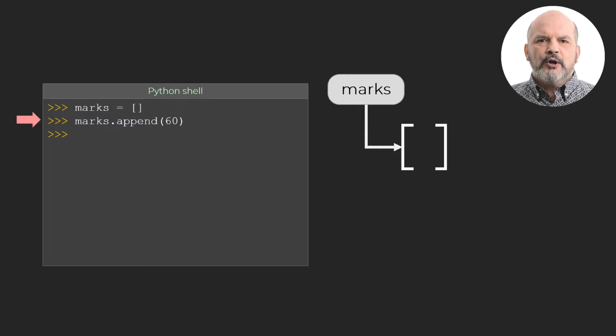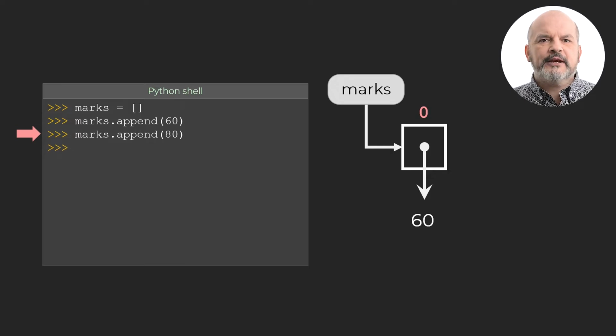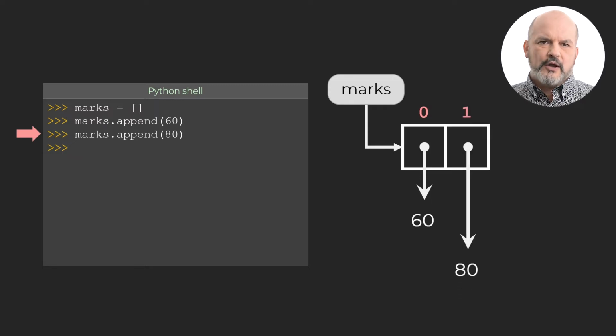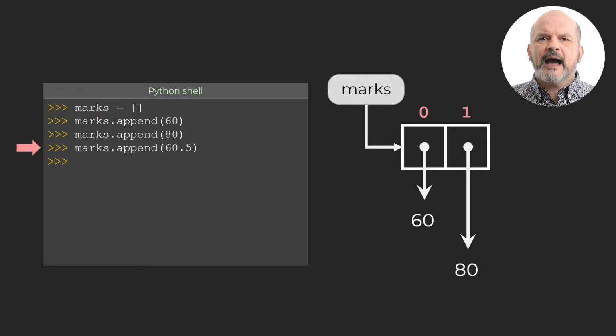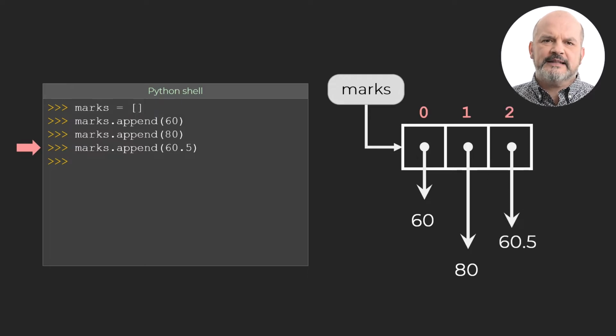In our example, we add the integer 60 at the end of the list marks by using the command marks.append open round bracket 60 close round bracket. 60 is added at the end of the empty list and becomes the first and only element of the list. We can add more elements using the append method multiple times. The elements do not need to be of the same type. Here we add a float at the end of the list marks.